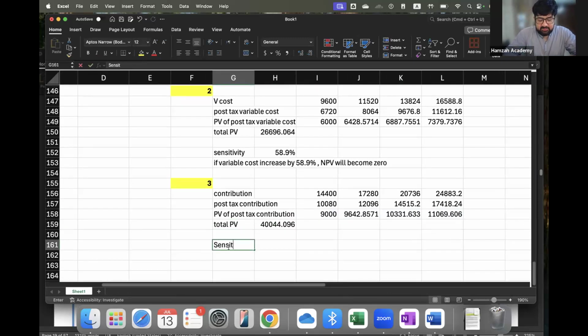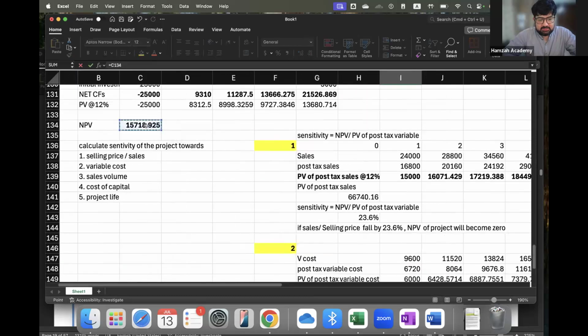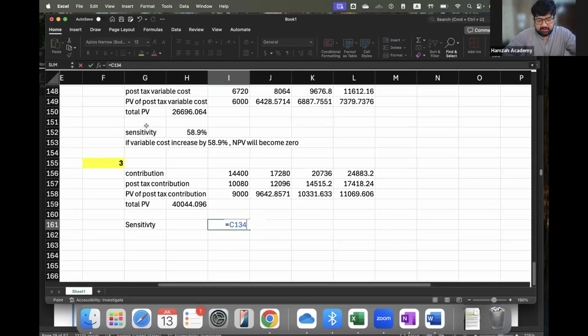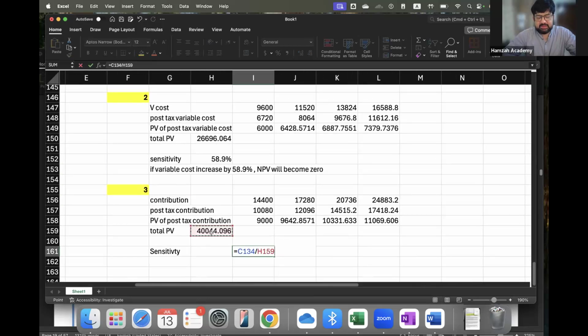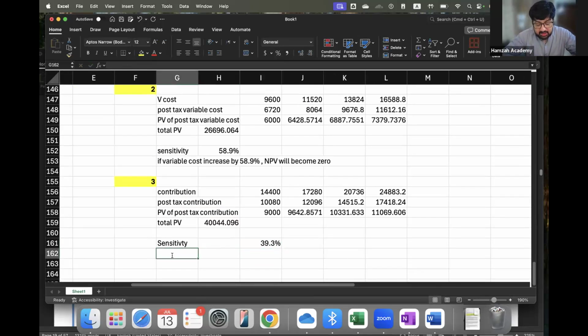Now, sensitivity. NPV of the project divided by this. 39.3%. What does it mean? If sales volume falls by 39.3%, NPV will become 0.